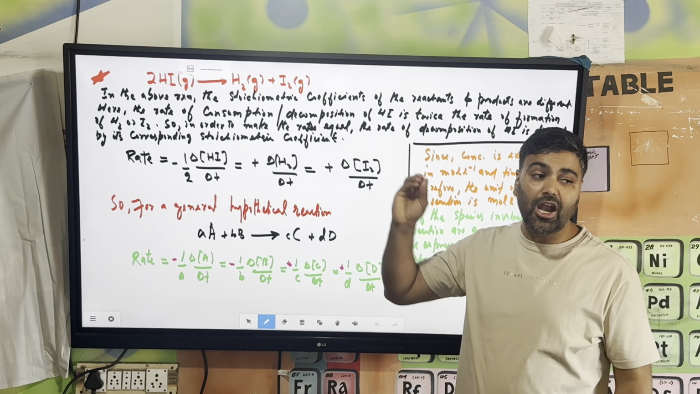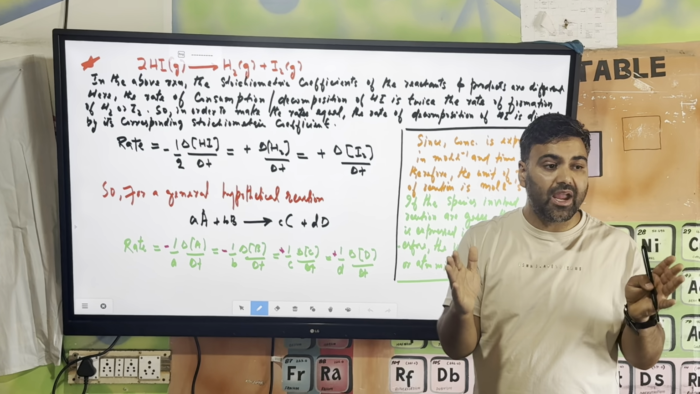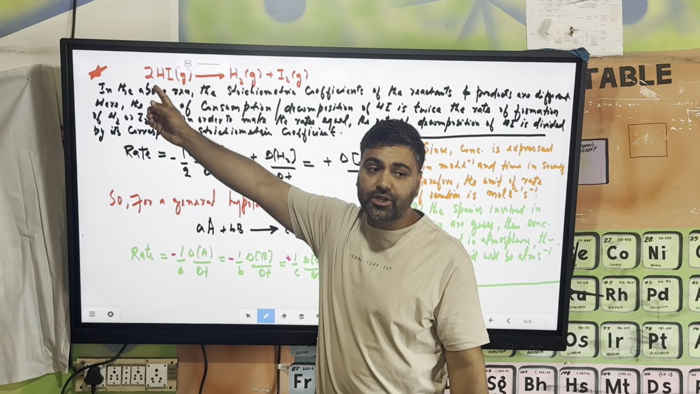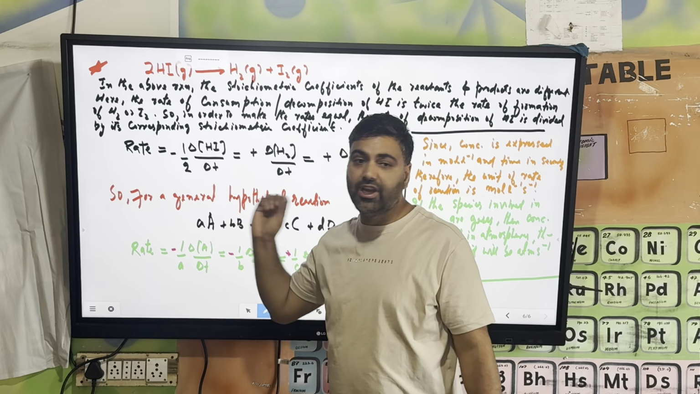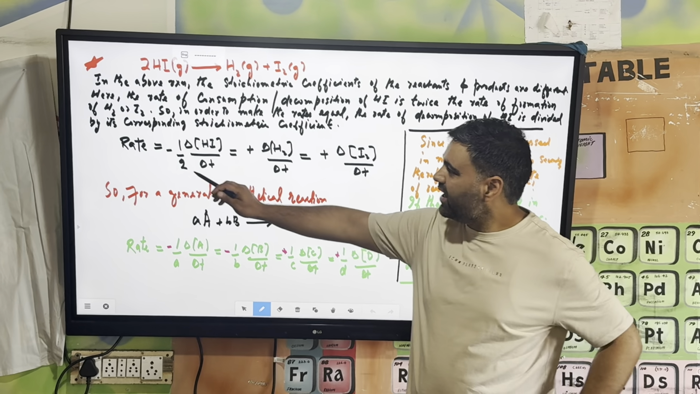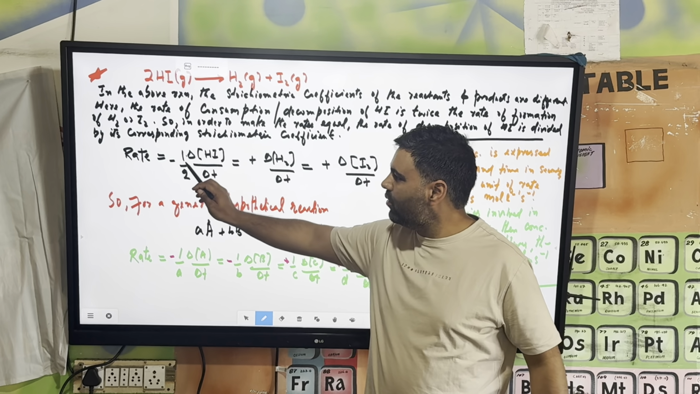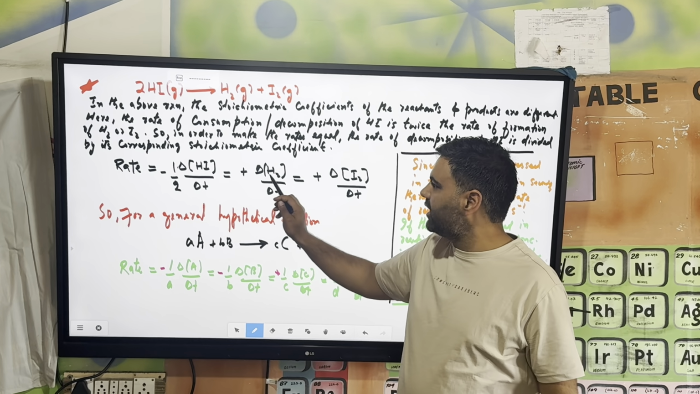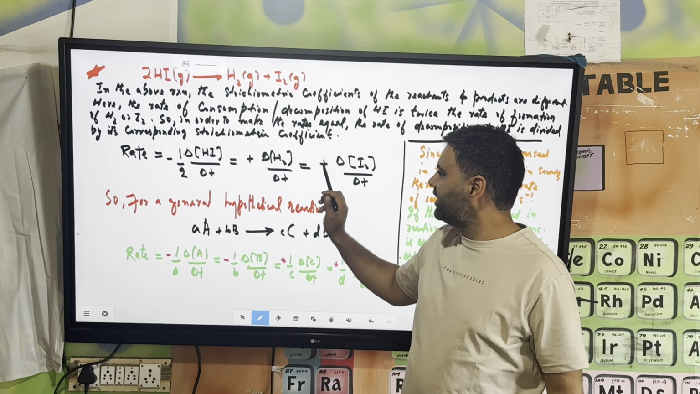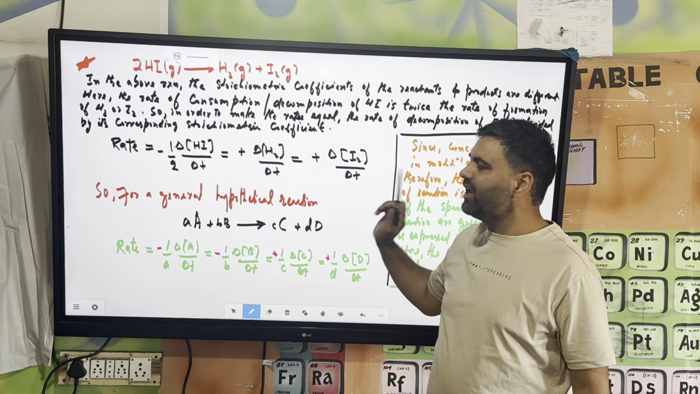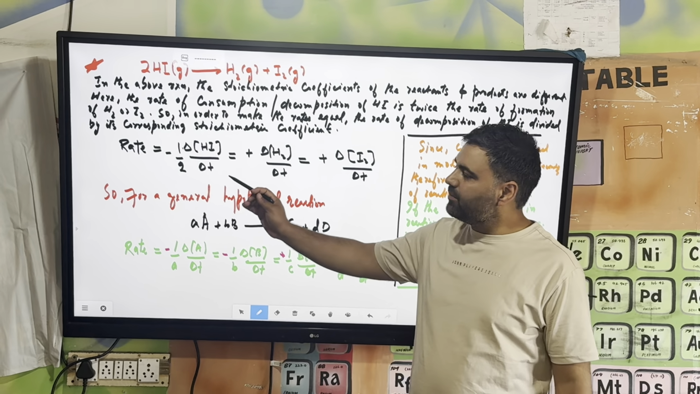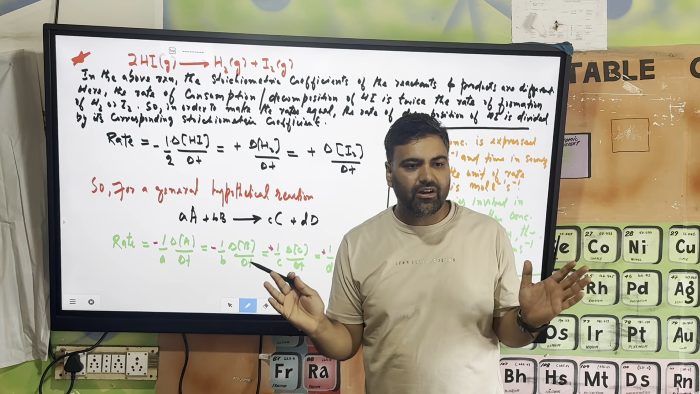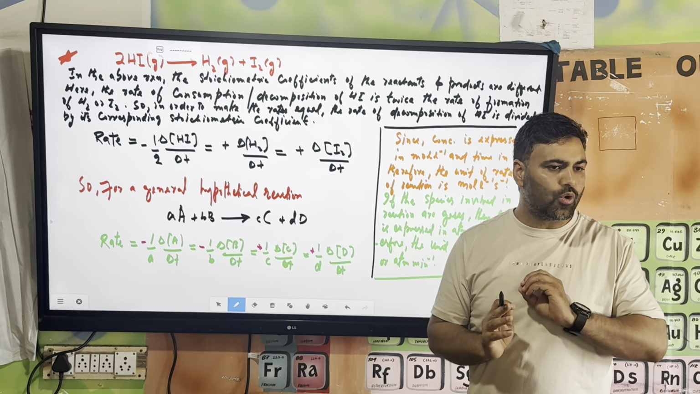So if we have to make the rates equal, then we have to divide the rate of hydrogen iodide by its stoichiometric coefficient. Then the rate will be equivalent to minus 1 over 2 of delta HI divided by delta t. That would be equivalent to delta H2 by delta t, and that would be equivalent to delta I2 by delta t, and that time the rate will be equal. Clear?